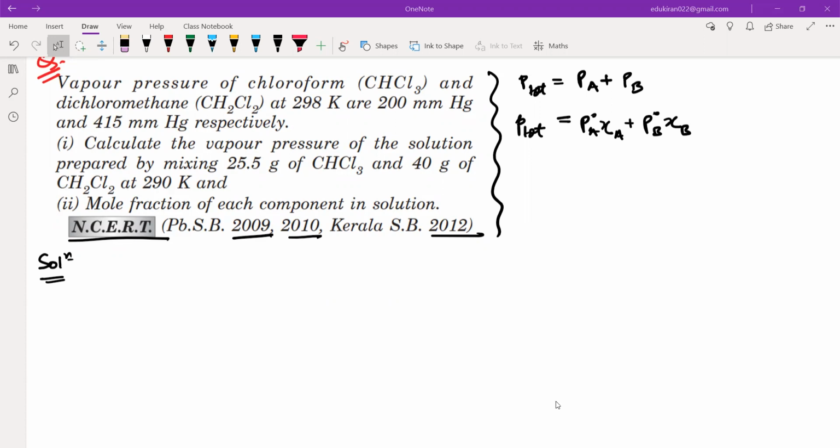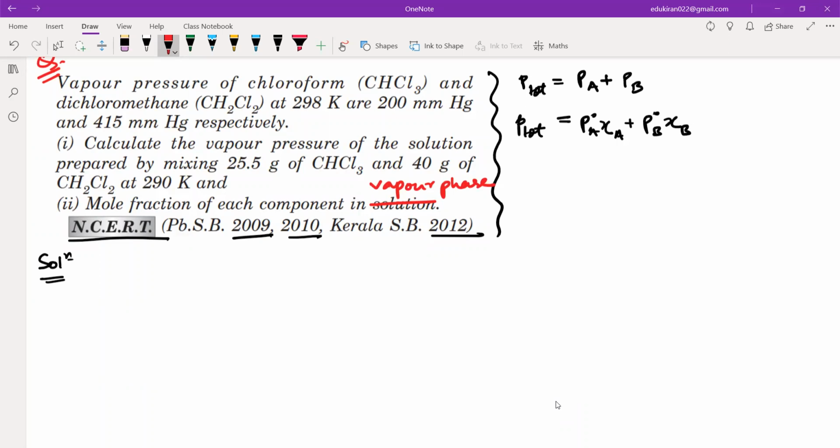Okay, of each component. The last part here, I think this is a mistake. Can you please cut this? Don't write in solution; cut it and write in vapor phase. Okay, in vapor phase. Now the question will be interesting.